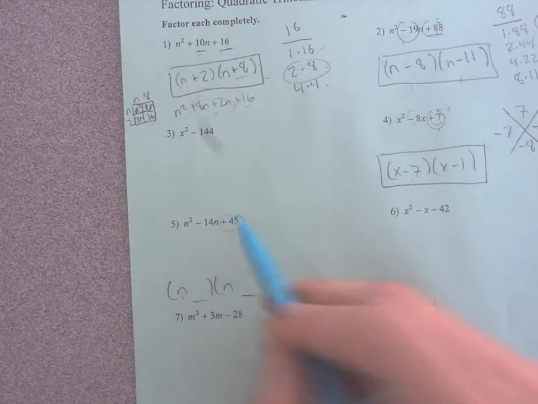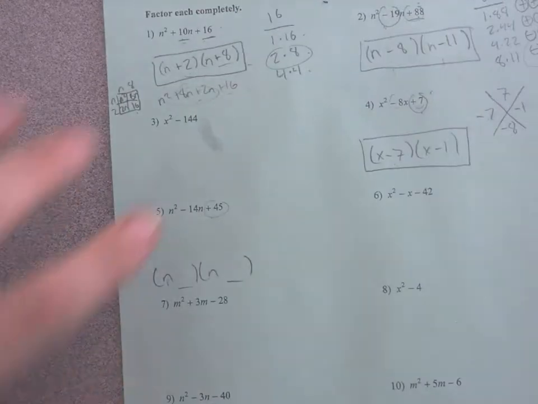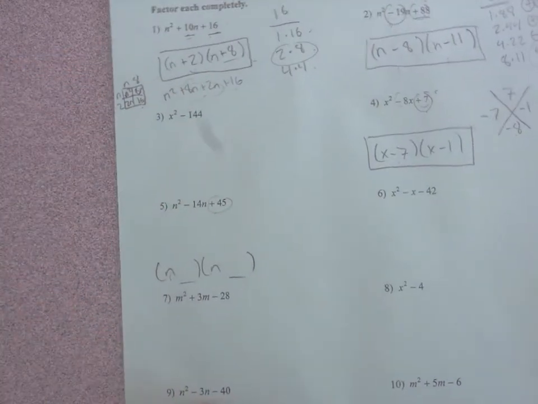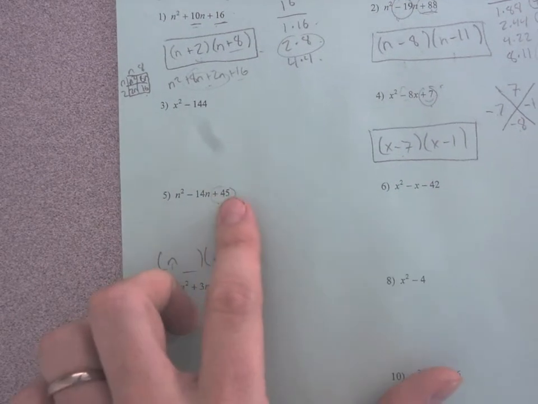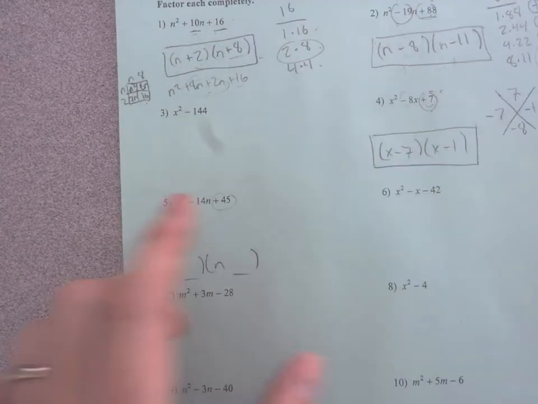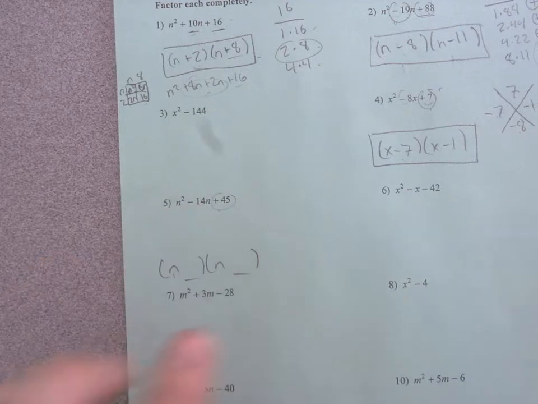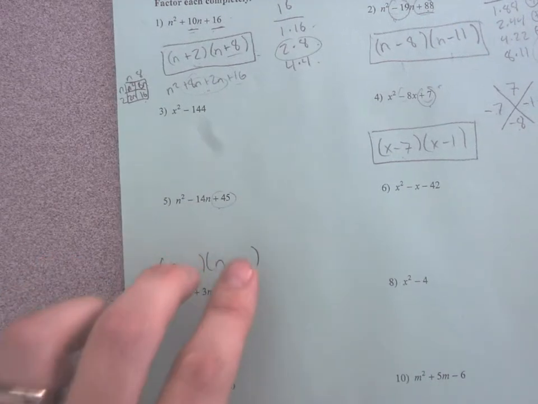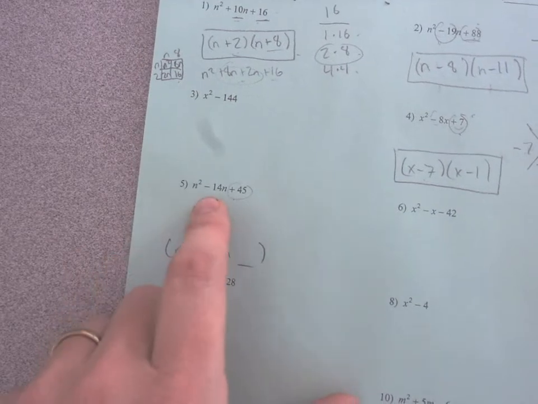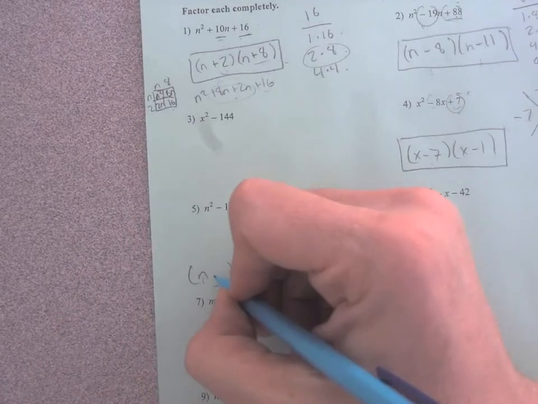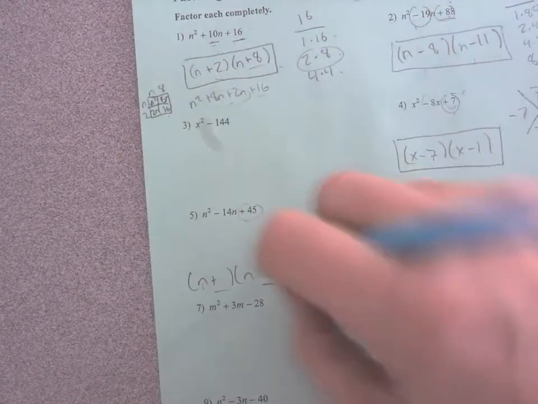They have to multiply to positive 45. Okay, so that means those numbers are either both negative or they're both positive. That's the only way I can get this to be a positive. Since this number is negative, I know that they both have to be negative. There's no way that these can both be positive and add to a negative number. So I've narrowed it down to two negative numbers.